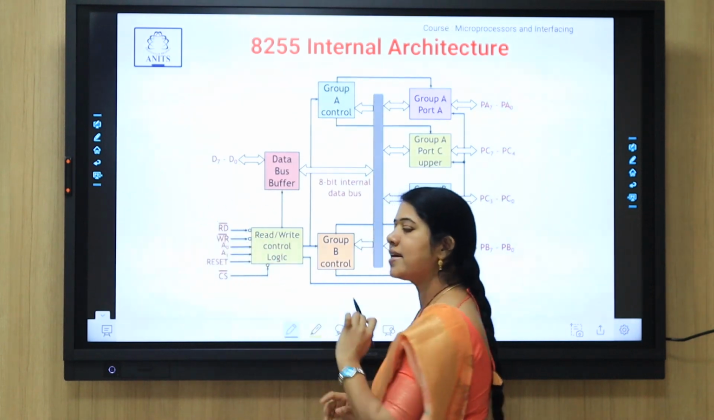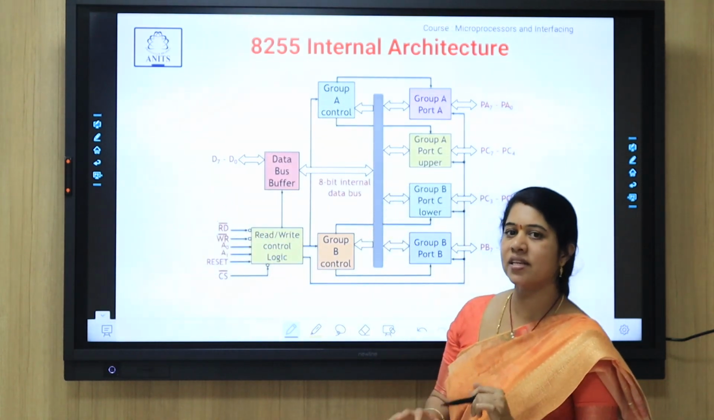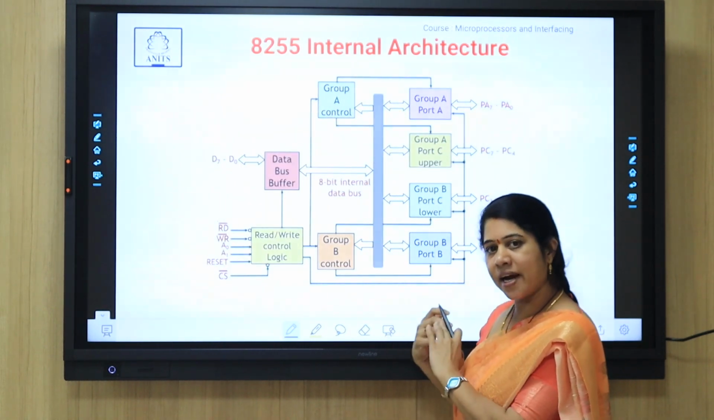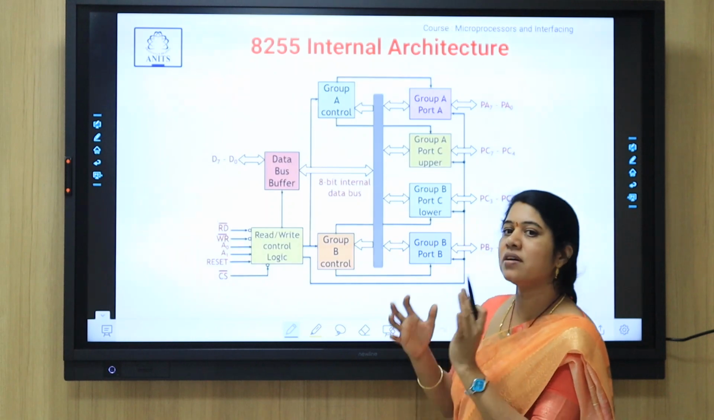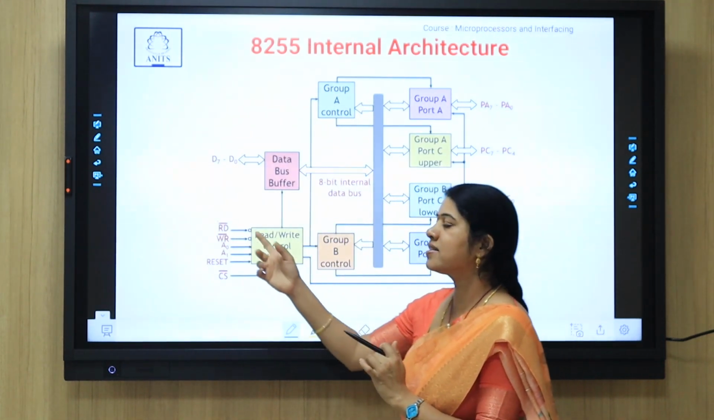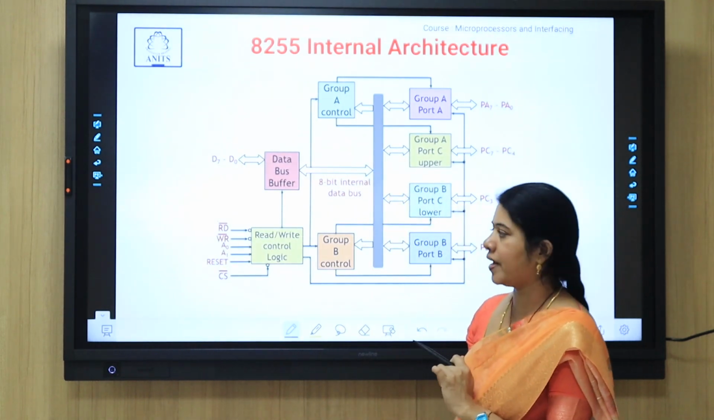So for read it sends read bar signal, for write it is sending either IO write signal or memory write signal. Like how it is identifying that IO device, means the address which is used to identify that IO device, it sends the respective signals. IO read, IO write, memory read and memory write.